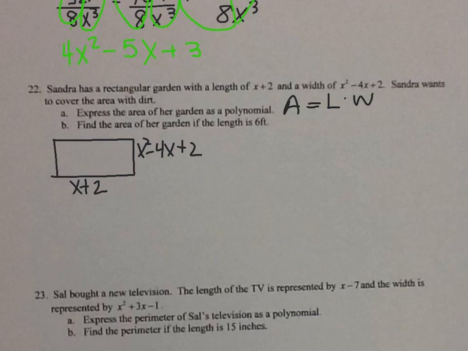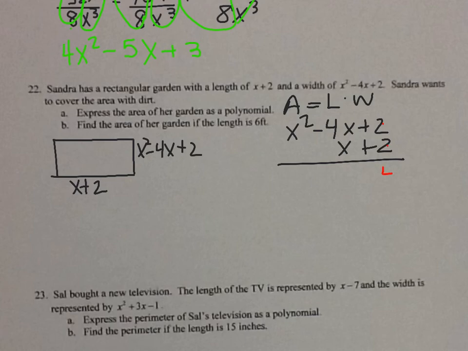So it's a trinomial times a binomial. So it's x squared minus 4x plus 2 times x plus 2, and we're going to distribute. So 2 times 2 is 4, positive 4. Put the sign down. 2 times negative 4x is negative 8x. Watch the sign. 2 times x squared is positive 2x squared.